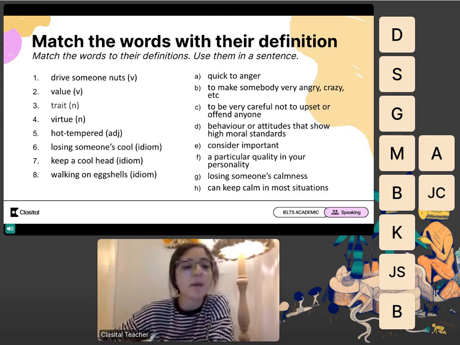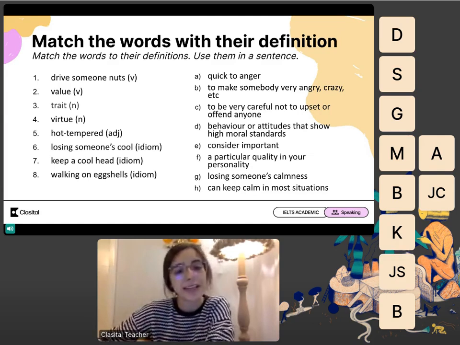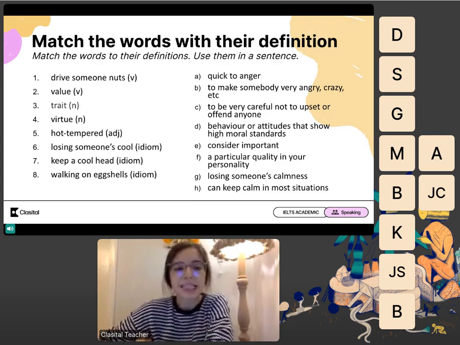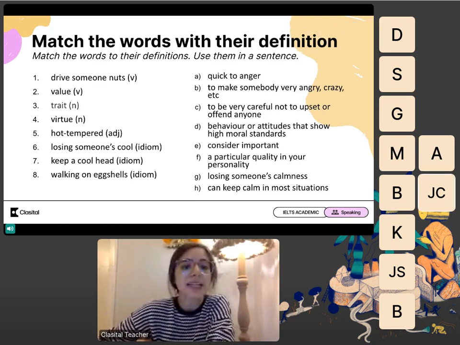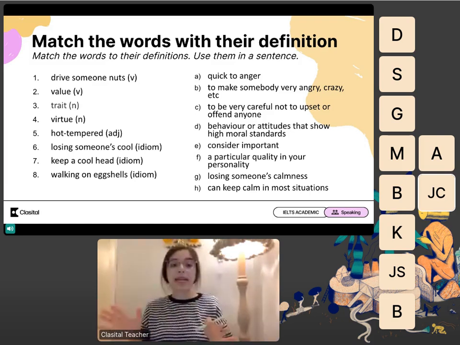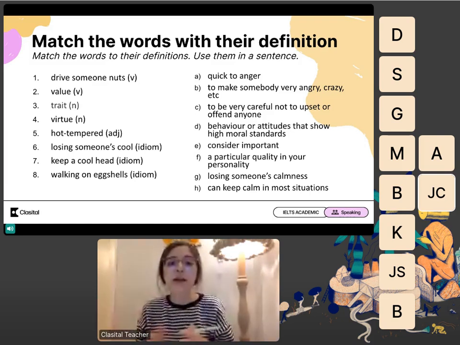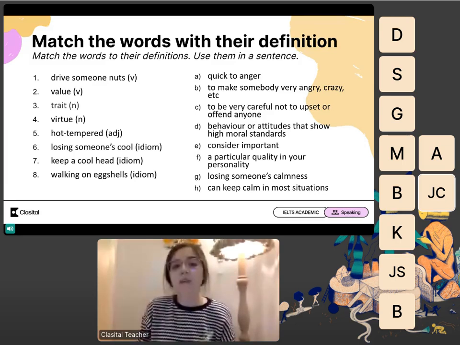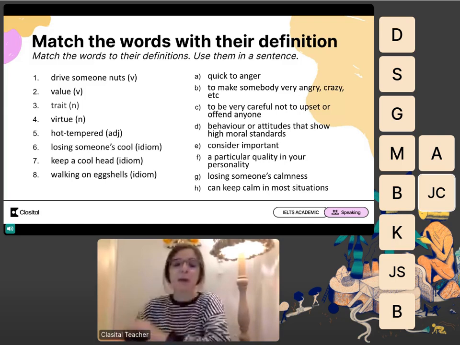Okay, for number 8, walking on eggshells. Again, an idiom. We have only one option left. C, yes. It is to be very careful not to upset or offend anyone. So walking on eggshells basically means being very careful. And when we talk about patience, we can say to be very careful not to upset or offend anyone.